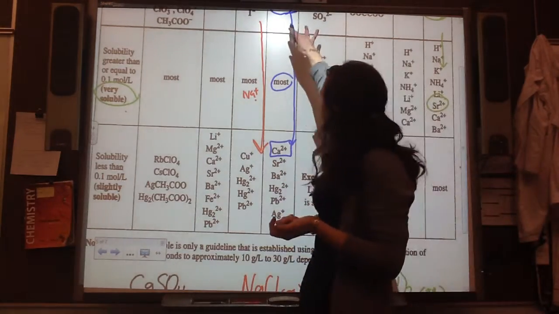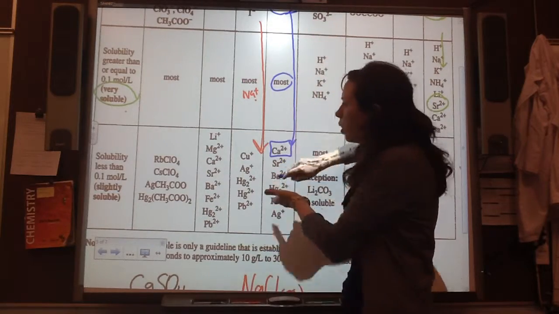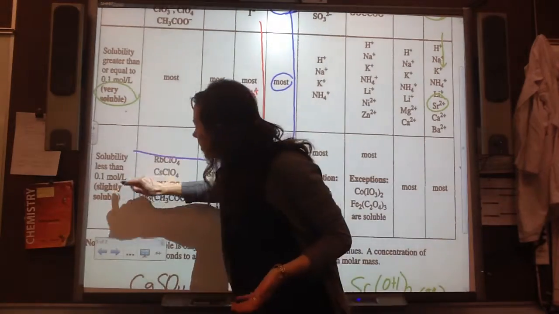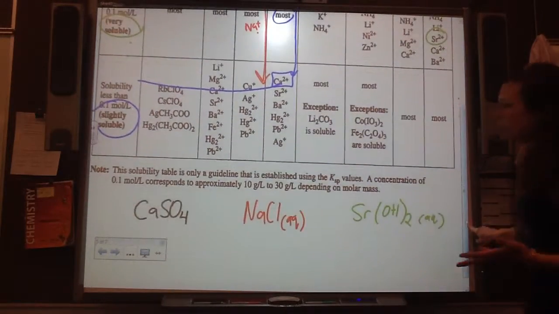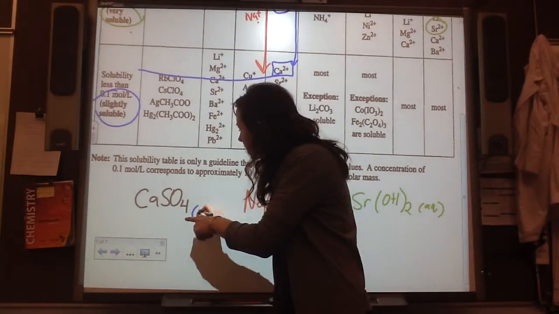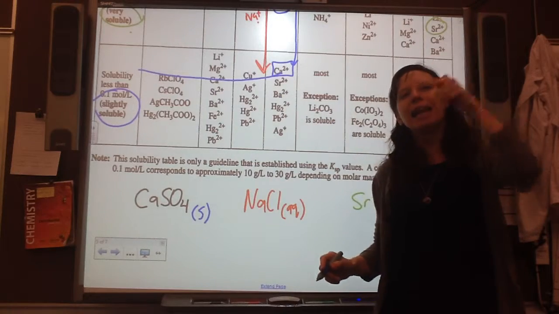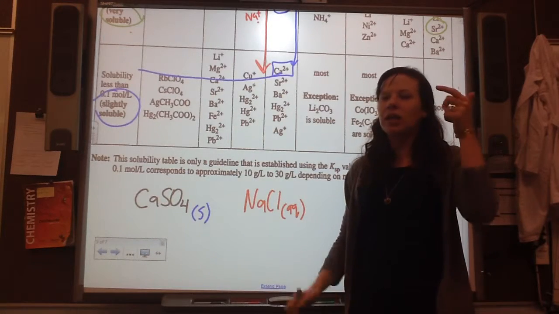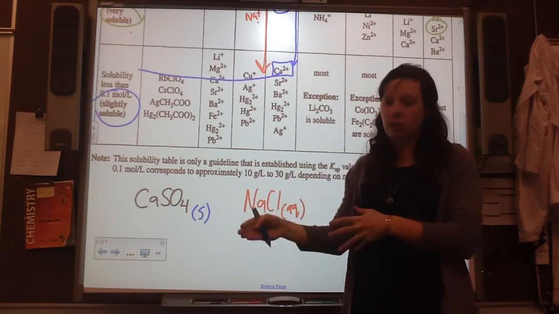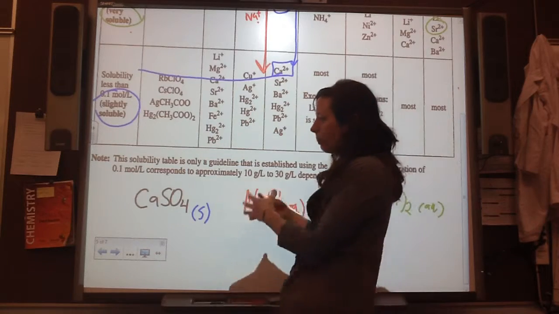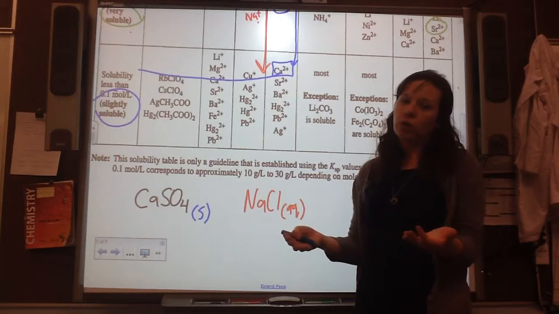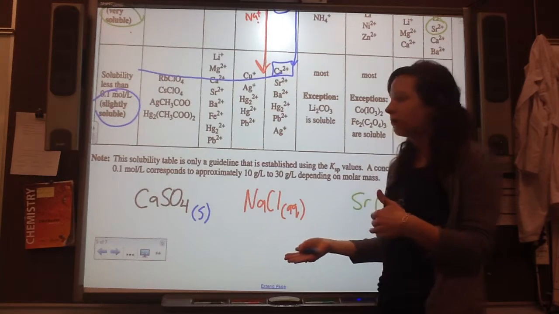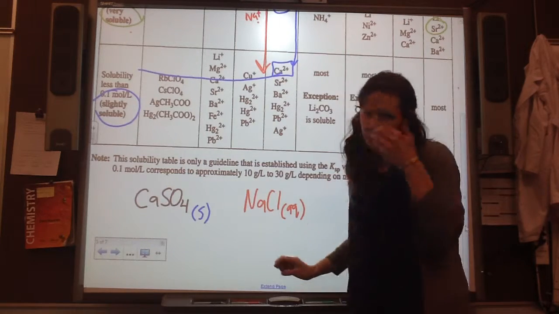So since that matchup was in the slightly soluble section, calcium sulfate is a solid even if it's dissolved in water, because it cannot dissolve. So even if you tried to put calcium sulfate in water and dissolve it, it wouldn't work. It would just stay as a solid. So that's how you do those ones.